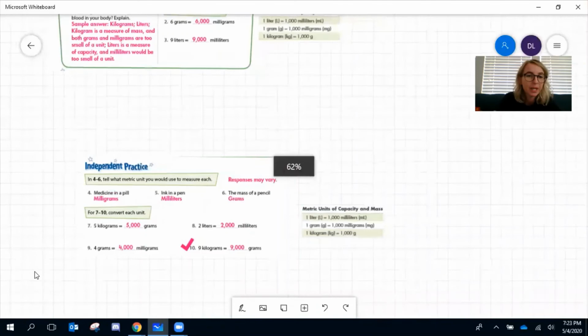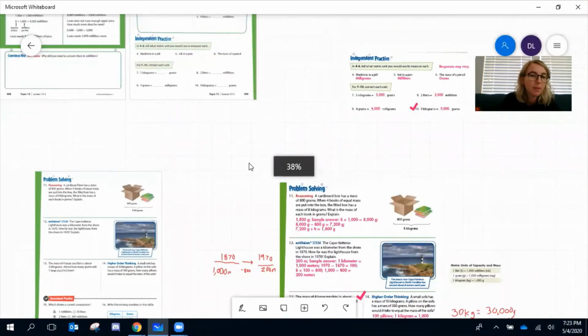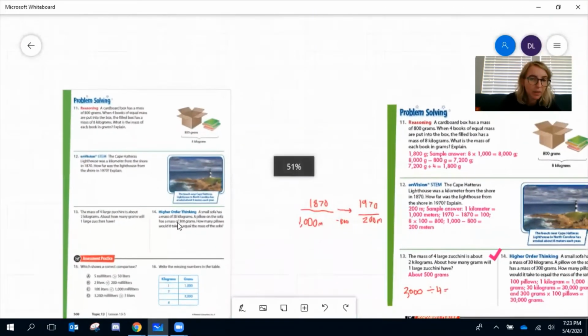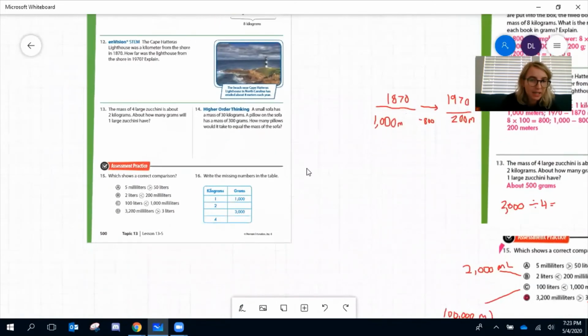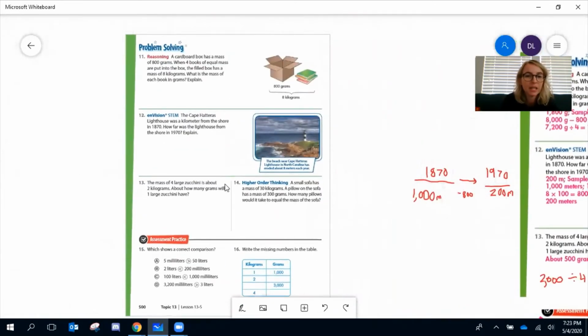All right, so at this point, we're going to go to the next page and complete numbers 11 through 16. So again, that's going to be on page 500. We're completing number 11 through 16. Pause the video, complete these questions, and when you've completed them, you can resume the video and we will go over them.